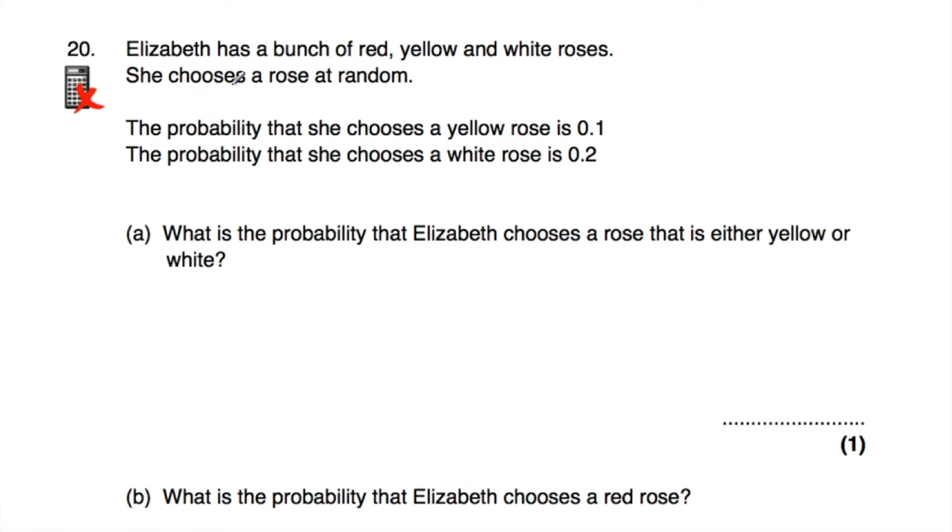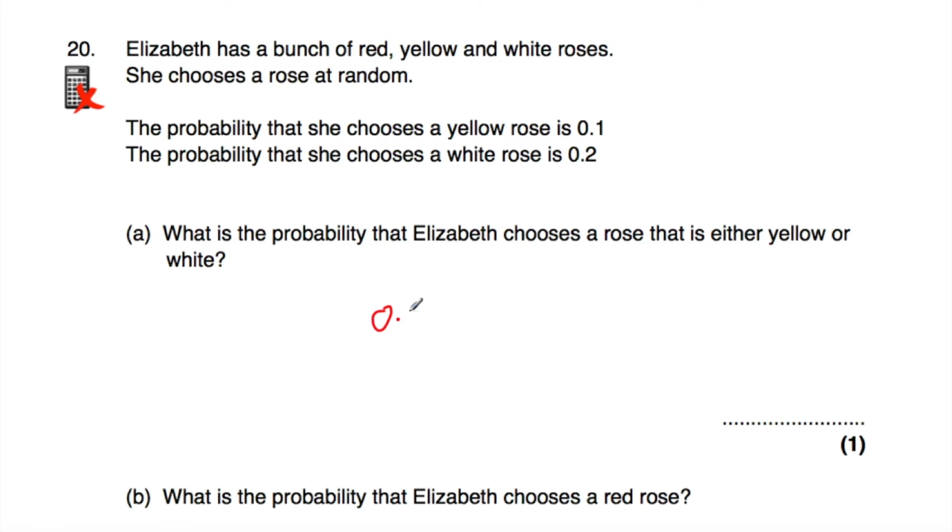So question number 20 says, Elizabeth has a bunch of red, yellow and white roses, and she chooses a rose at random. And the probability that she chooses a yellow rose is 0.1, and the probability that she chooses a white rose is 0.2. And part A says, what's the probability that Elizabeth chooses a rose that's either yellow or white? So if we want to find the probability that she chooses either a yellow rose or a white rose, we just need to add together those probabilities.